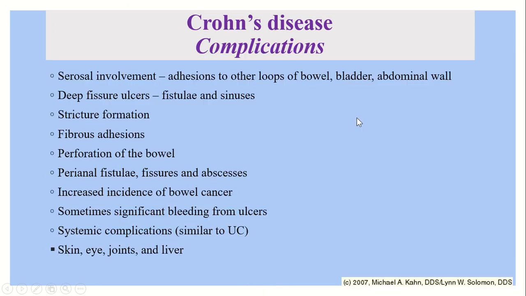The complications of Crohn's disease: serosal involvement, adhesions to other loops of bowel, bladder, abdominal wall, deep fissure ulcers, fistulas and sinuses, the formation of strictures, fibrous adhesions, perforation of the bowel, perianal fistula, fissures and abscesses, increased incidence of bowel cancer, sometimes significant bleeding from ulcers, and systemic complications similar to ulcerative colitis, involving the skin, eye, joints, and liver.